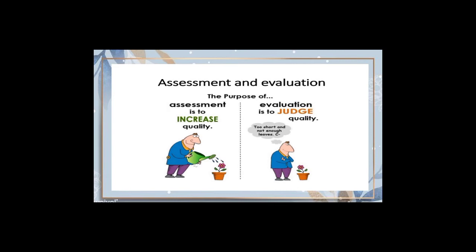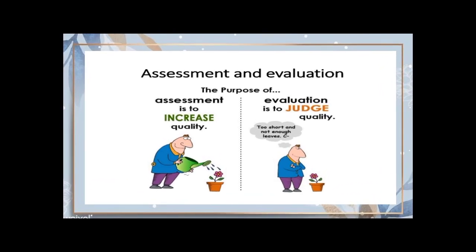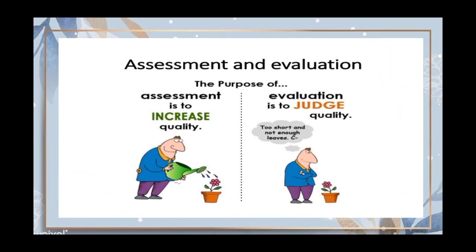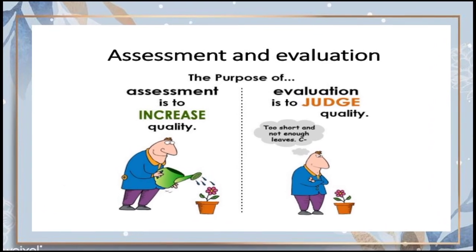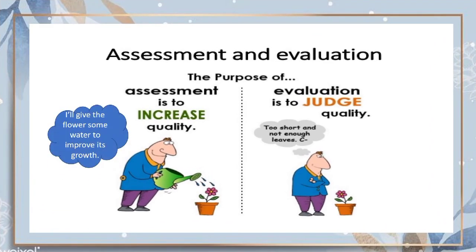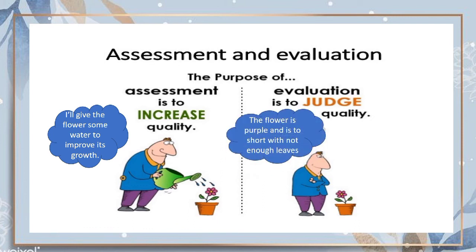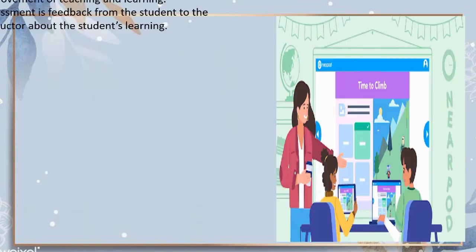The illustration projected explains the purpose of assessment and evaluation. In the first picture, if you give the flower some water to improve its growth, it shows assessment, which has the purpose to increase quality. While in the second picture, if you say the flower is purple and is too short with not enough leaves, that is evaluation, which has the purpose to judge quality.